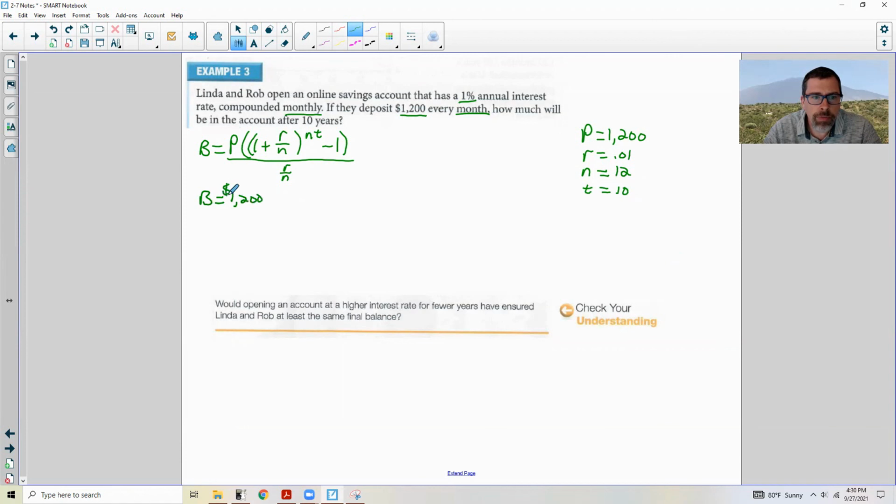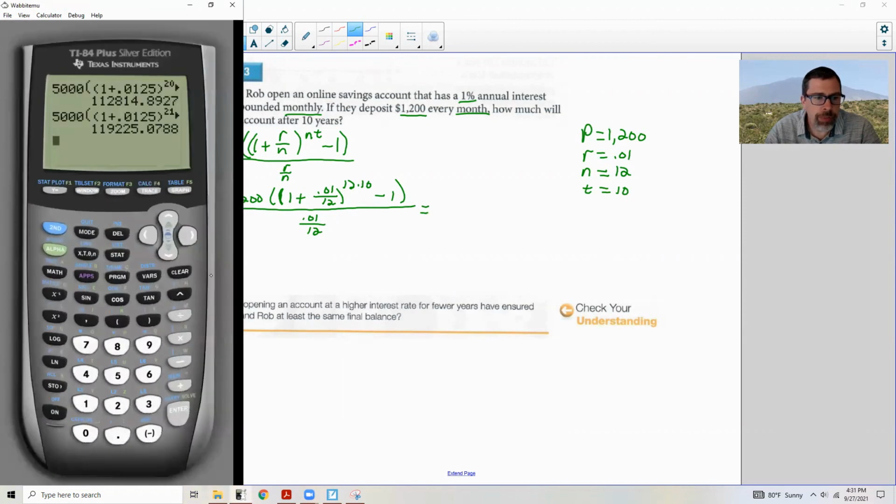So there's what we're going to substitute into this equation: $1,200 times parentheses, parentheses, 1 plus 0.01 over 12. Close the parentheses to the power of 12 times 10 minus 1. Close the parentheses, all divided by 0.01 over 12. And that is going to give us our B.